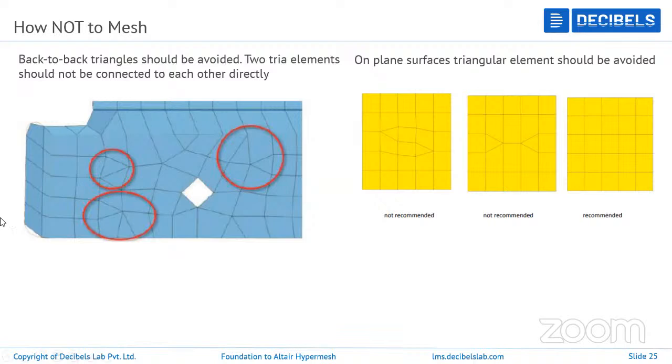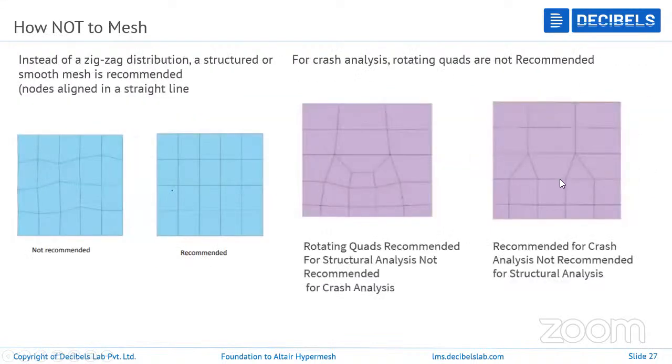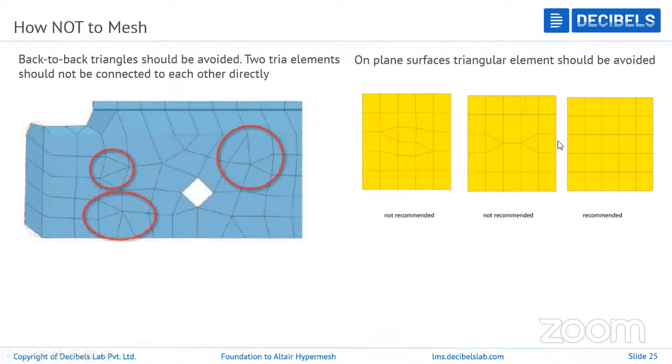See, you can see in this image, a single node is sharing between the two tria elements. This is not allowed. And you can see these are the back-to-back trias. These two are the opposite trias, pointing towards each other. We recommend the mesh like the last image which you can see.